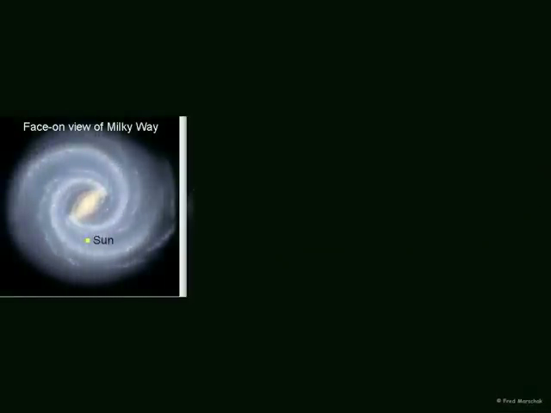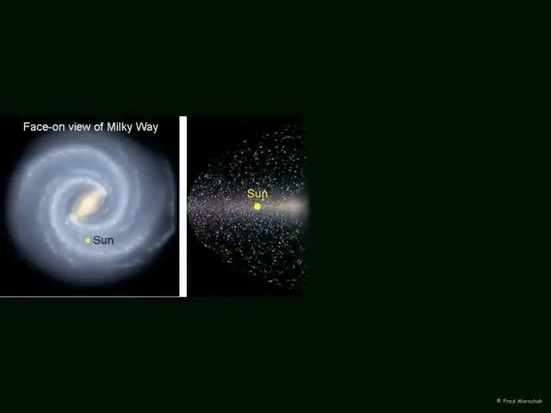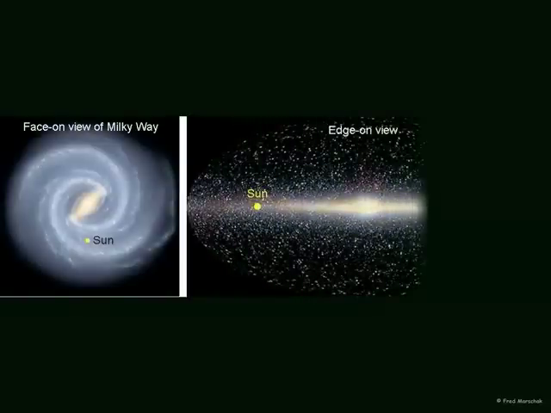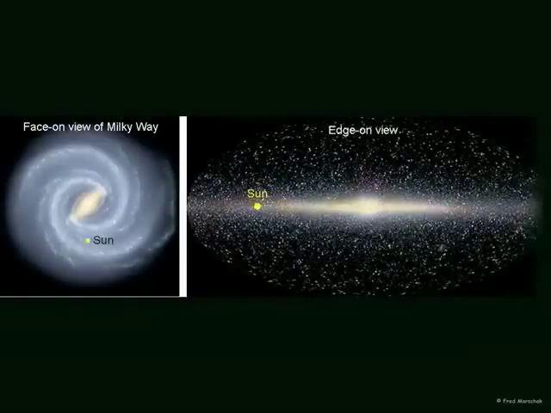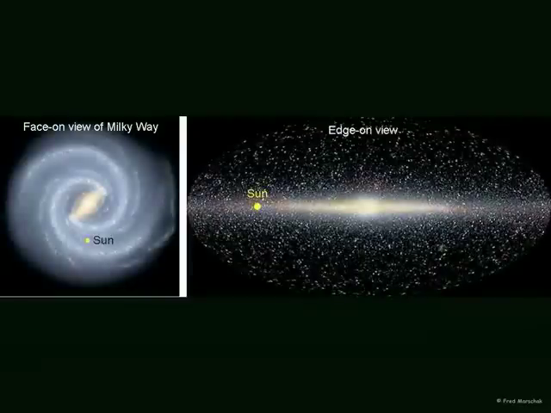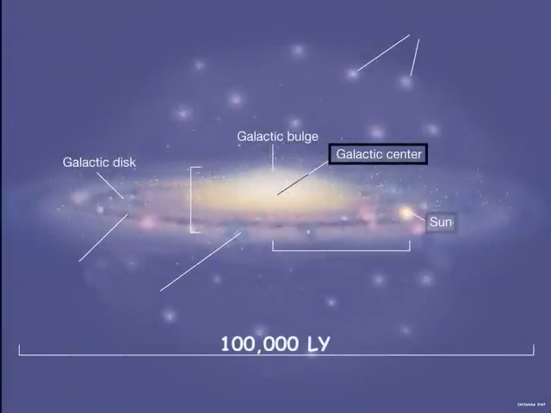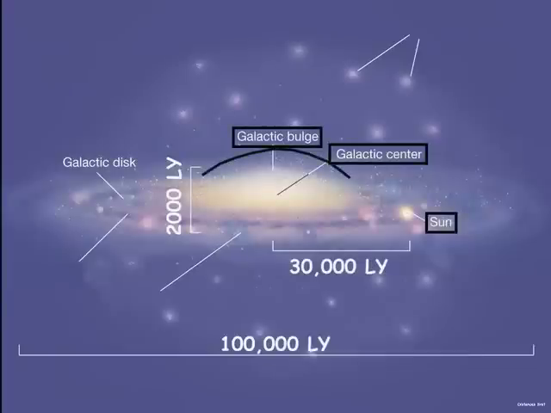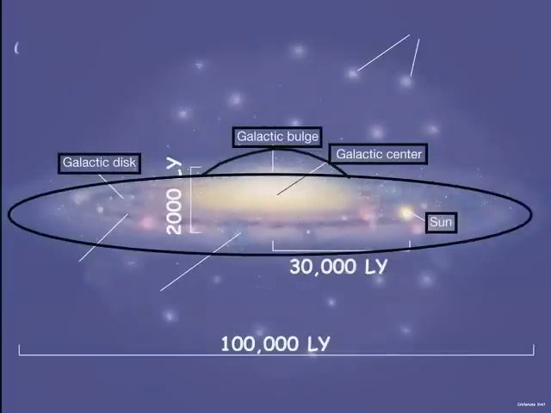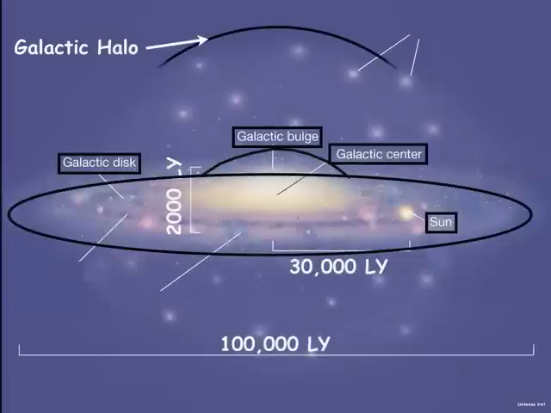A face-on view is sort of like a frisbee. We're looking down on top of the frisbee. Our sun is about 2/3 of the way out from the center, and there's the edge-on view on the right-hand side. So there are some parts of our galaxy that you need to know. It's about 100,000 light years in diameter. From the center, we're about 30,000 light years from the center of the galaxy itself.